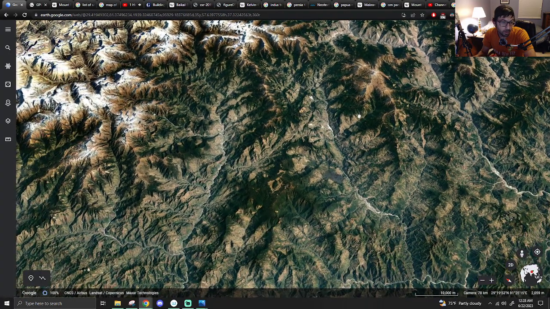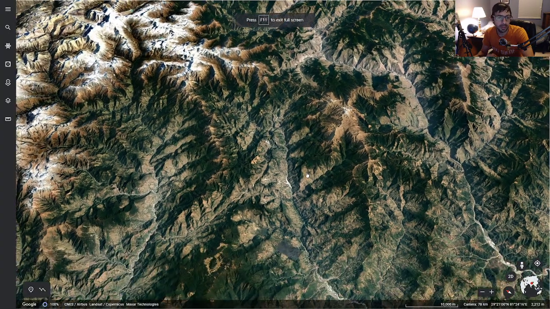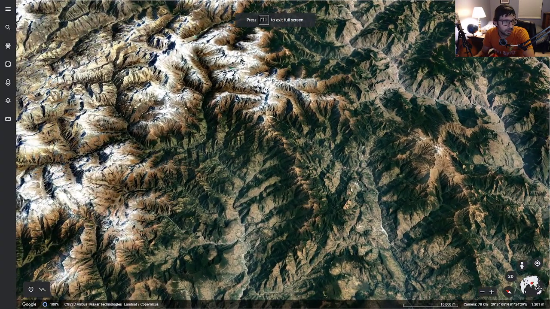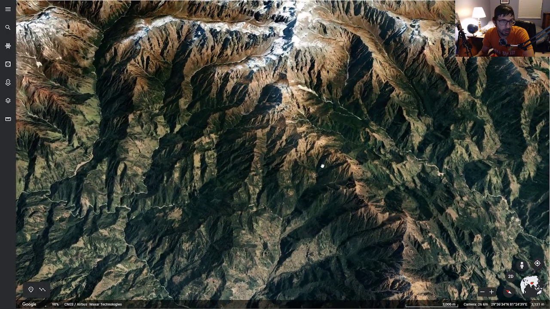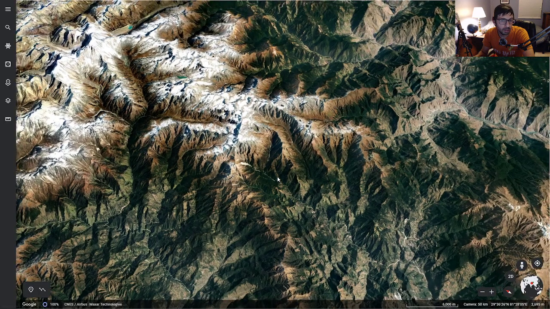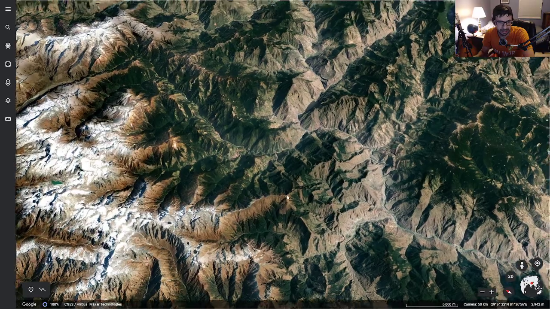Whoa. It's just gorgeous. The designs in these mountains.